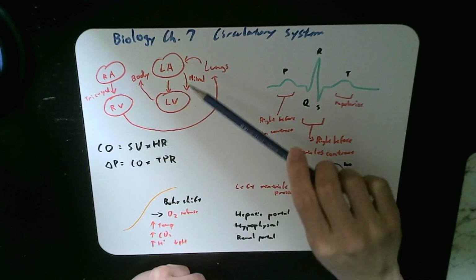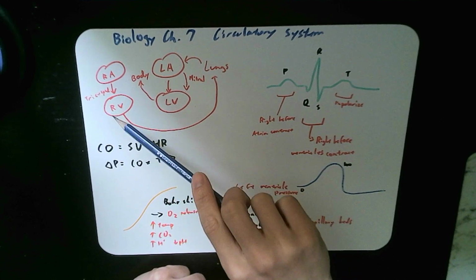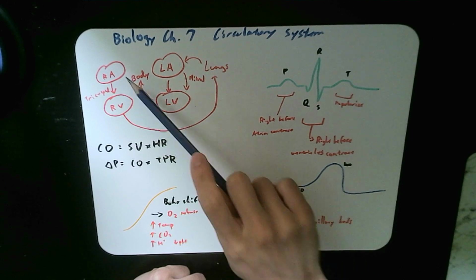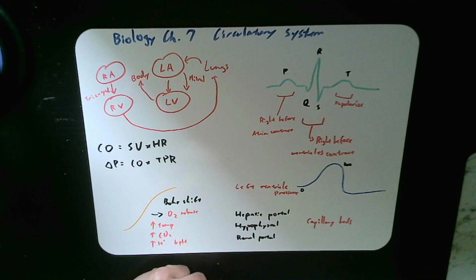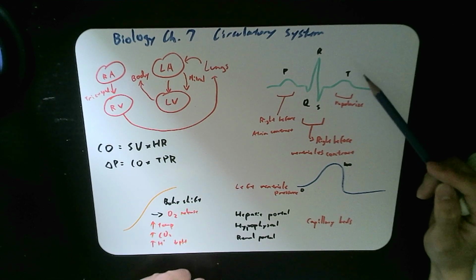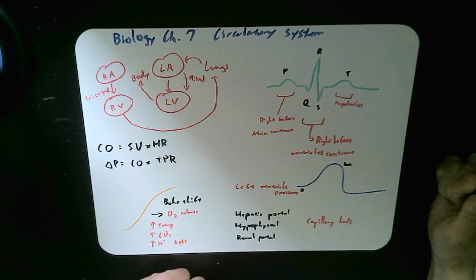At the same time, the mitral valve is going to close here. The tricuspid valve is going to close here, right? As this one sends blood into the lungs, the left ventricle is going to send blood into the body through the aorta. At the T wave, it's just going to repolarize and slowly build back up into volume again.